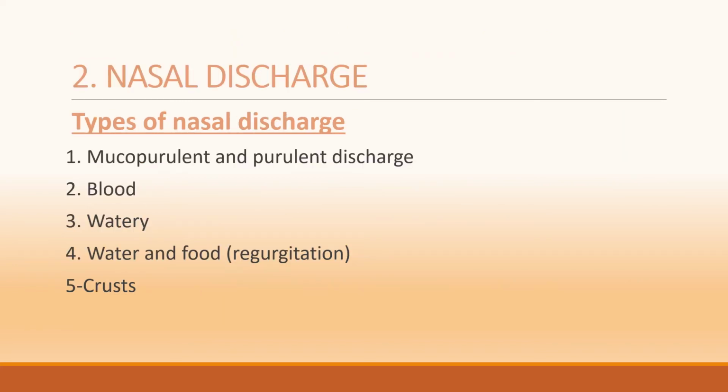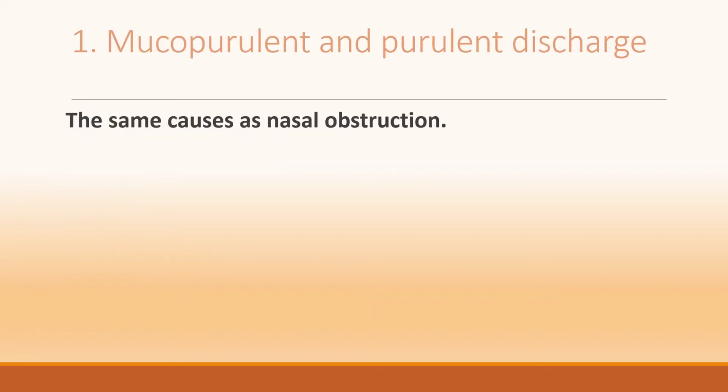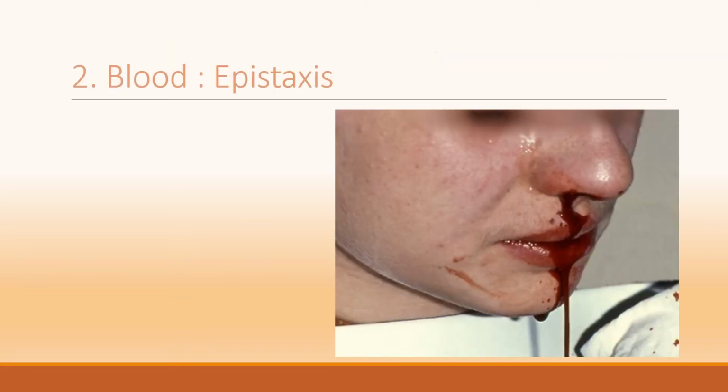The second symptom will be nasal discharge. Types of nasal discharge: it can be mucopurulent or purulent, bloody, watery, water with food, or crusts. For mucopurulent and purulent discharge, all the causes are the same as nasal obstruction. Any nasal obstruction will be associated with mucopurulent and purulent discharge. Now we go to epistaxis, which is bleeding from the nose.